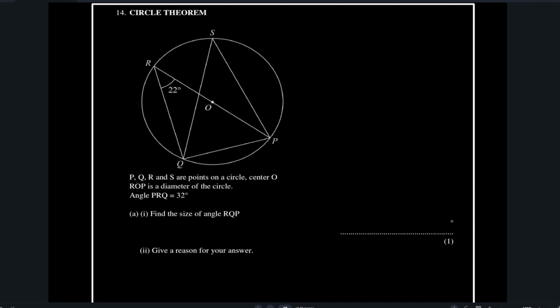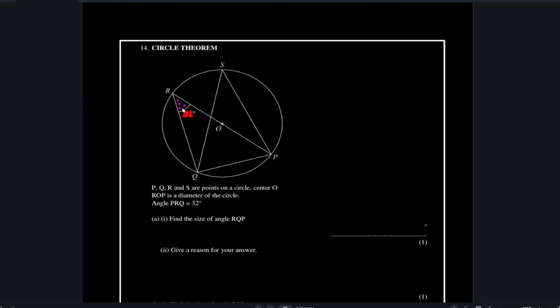For instance, actually I need to do a few changes here, because we were told that PRQ is 32 degrees, then this angle here also is going to be 32 degrees because they are subtended by the same chord QP. But if you are told also to find the size of angle RPQ, we can be able to find it. Because this is 90 degrees, it's subtended by the diameter, then if you are told to find this angle, it's going to do what? 90 plus 32 equals 122, then 180 minus 122 degrees, then this is going to translate to 58 degrees. So this angle is 58 degrees.